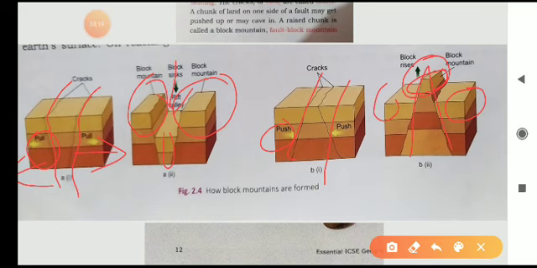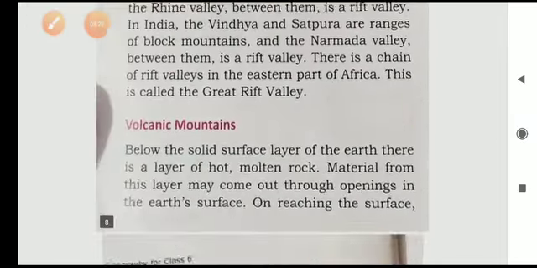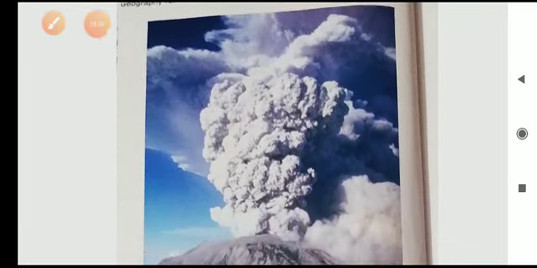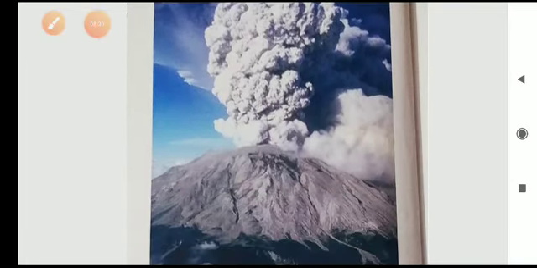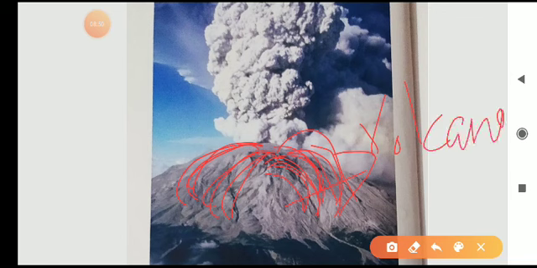Now we will learn about volcanic mountain. Volcanic mountain is very easy to understand. When a volcanic eruption happens, the molten rock, called lava, comes out, cools and hardens. Gradually it forms a mountain. These kinds of mountains are called volcanic mountains.